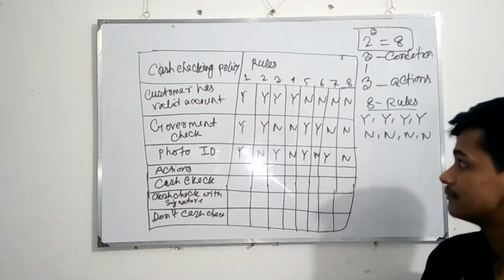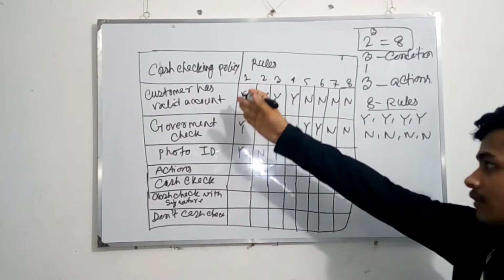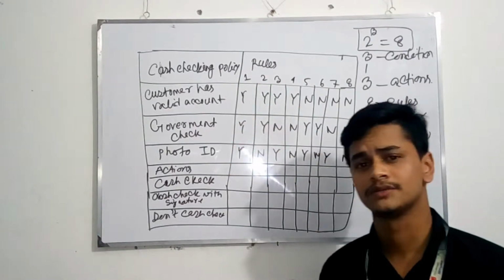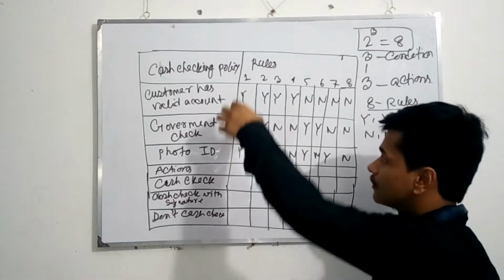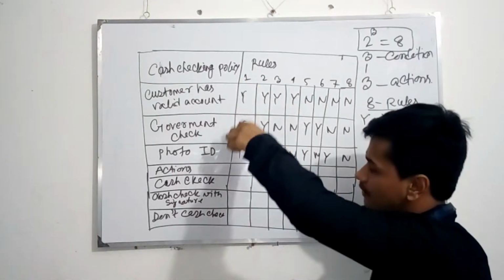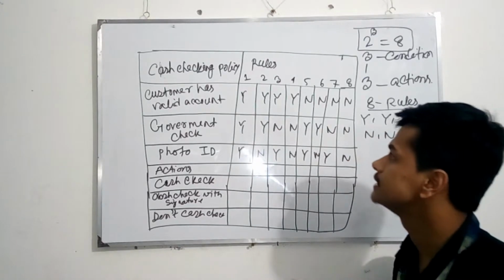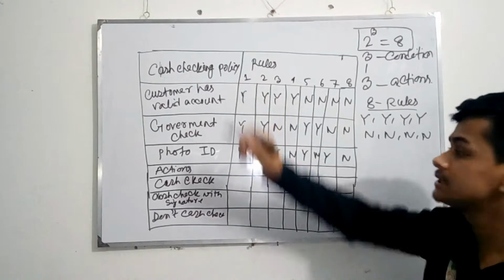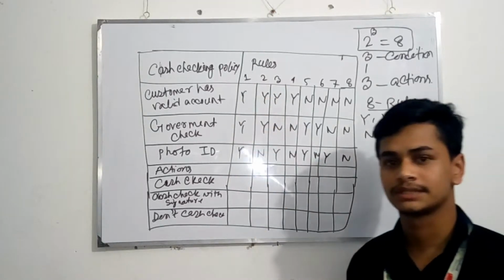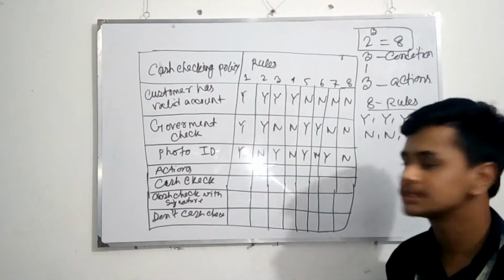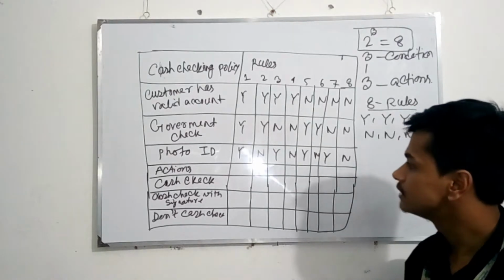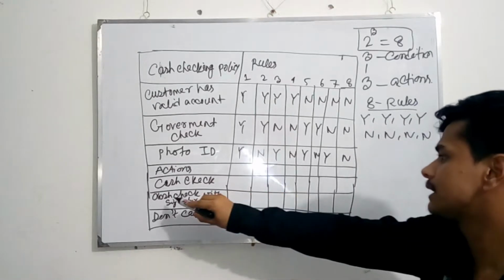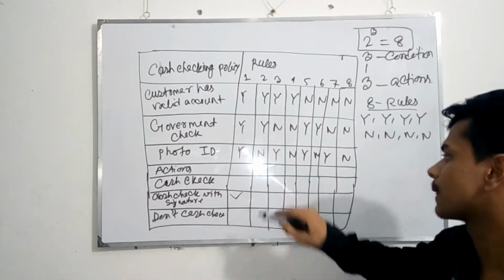So I have to combine these conditions. We usually consider column-wise combination. So here in the first column we can see that customer has a valid account, yes. Government check, yes. Photo ID also yes. So they can cash check with signature or cash check.